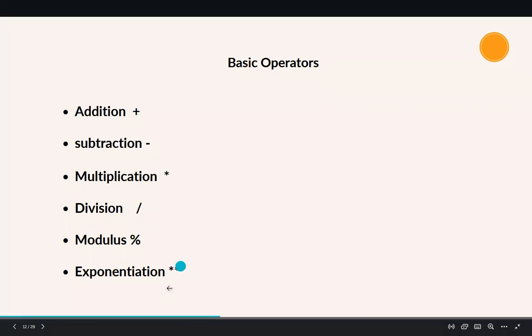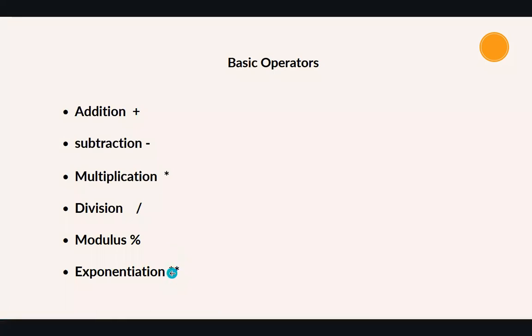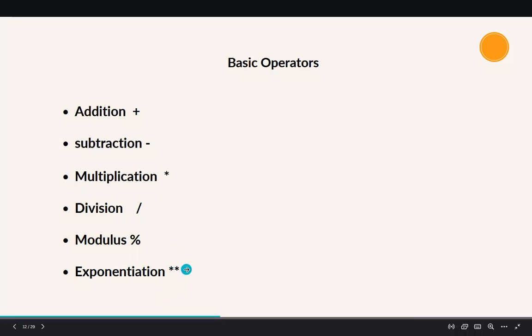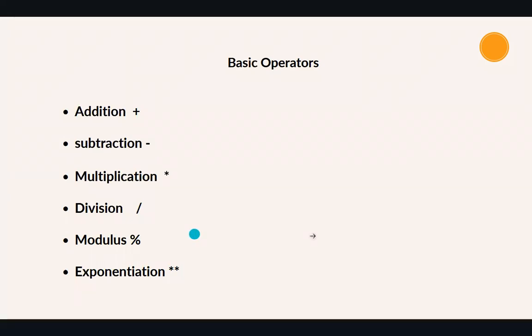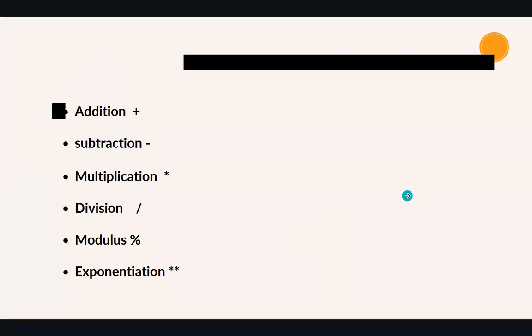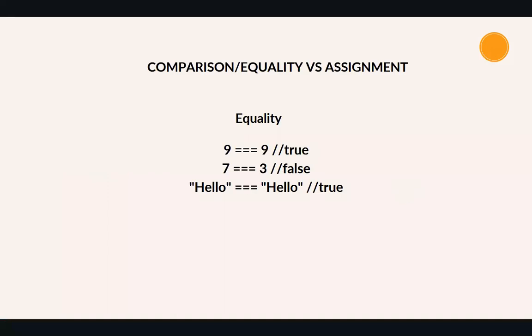And this is how you can do exponents. If you wanted to do 2 exponent 5, you would do 2, double asterisk, and 5. That's how we do exponents. These are the basic math operators that we have in JavaScript. We also spoke about how we can do equality. We said equality is 3 equal signs.